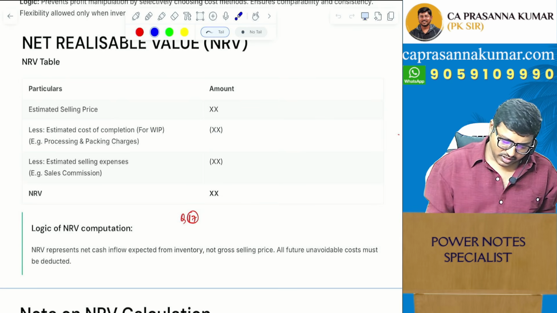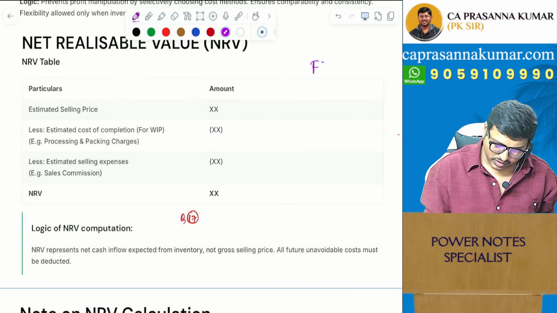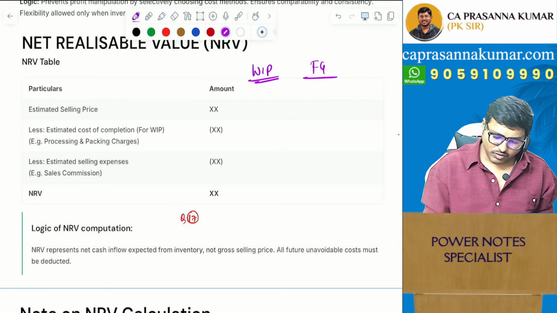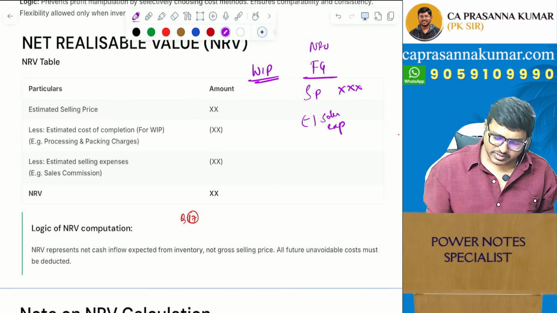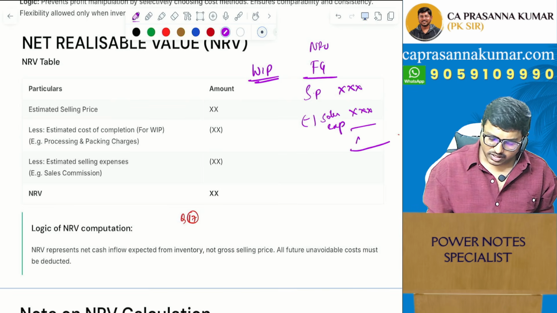Now remember, many people are getting confused here as well. NRV for finished goods is different. NRV for WIP is different. If you want to calculate NRV for finished goods, it will be selling price minus sales expenses. Sales expenses is nothing but sales commission. That's all. This will be your NRV.